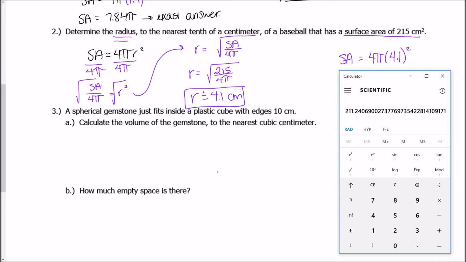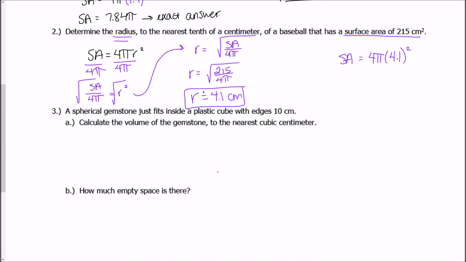But I do want to show you if I were to take the actual answer that I got here and plug that in. So remember, to get this value here, we took 215, we divided it by 4 times pi in brackets, and then we square rooted it, and we got this answer. So instead of 4.1, I'm going to use this full value right here. I'm going to square it, multiply it by 4, and then times pi, and I get exactly 215. And that's why I don't want you to round your answers until the final answer, because the more you round, the more likely your answer is going to be inaccurate. Okay? All right, question number 3.